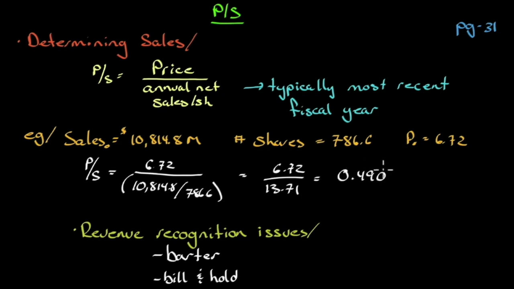Great. So we get the idea of sales per share. We find it just by taking our net sales and looking at the share count. But what's in sales?